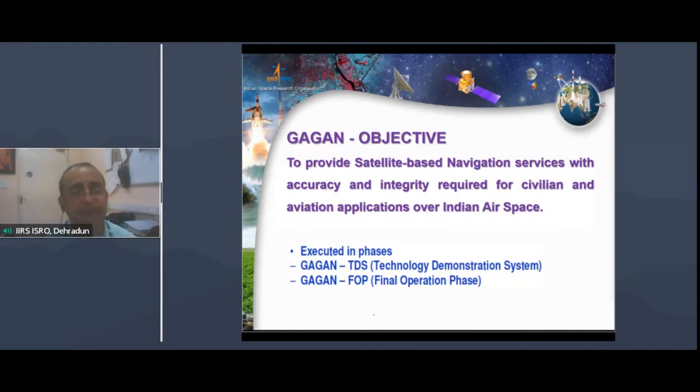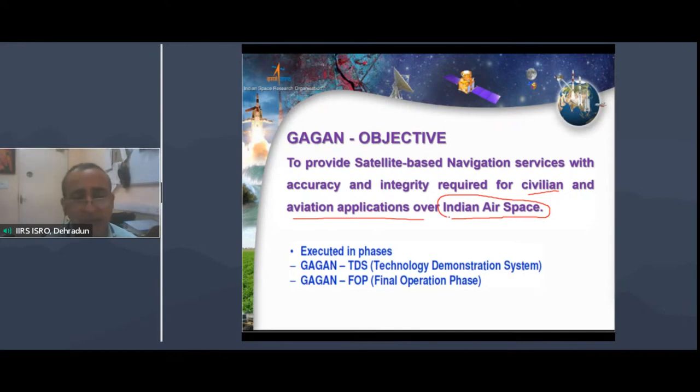Gagan objective, if you see, is to provide satellite-based navigation services with accuracy and integrity required for civilian and aviation applications over Indian airspace. The first application for Gagan was for giving a facility to the aviation industry in the Indian airspace region.